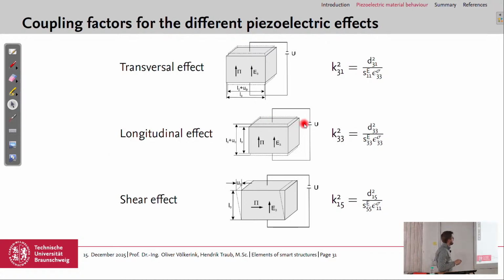And here again, the different effects. So we can also calculate our coupling factors, of course, for the different effects. We have the transversal effect, the longitudinal effect, and the shear effect, where the directions of the quantities we have to insert change. And therefore the coupling factor is also dependent on the effect we want to use. So we don't have one coupling factor of the material, but we have one for the transversal effect, one for the longitudinal effect, and one for the shear effect.